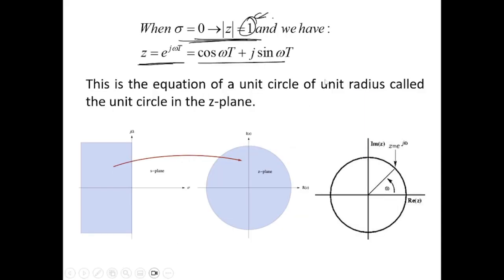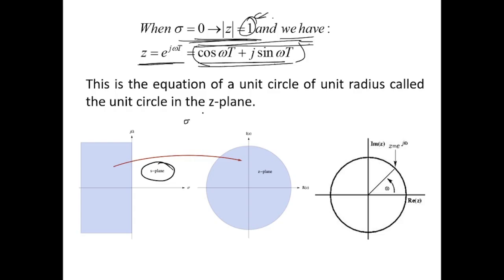Okay? And at the same time, we have z equals e to the power j omega. So cos omega t plus j sin omega t. So it is nothing but the equation of a unit circle. So we are having sigma, and then this is the j omega axis.